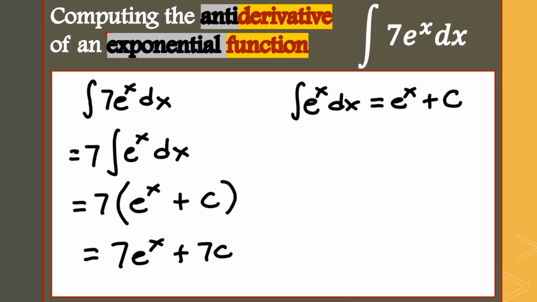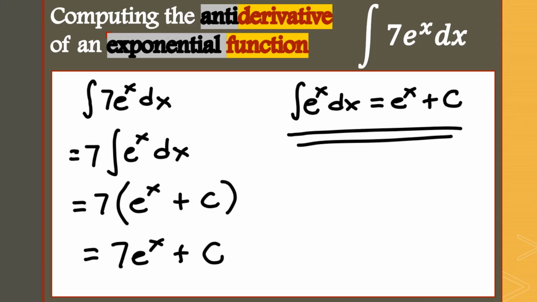But since c already is a representation for any form of constant, regardless of whether it has a multiple of 7 or not, then basically just for one answer, let's just write it as 7 e to the power of x plus c. Again, this is by using the special form of the exponential rule because our base here is Euler's number. If our base is not Euler's number, if it's any constant greater than 0 as long as it's not equal to 1, we're going to use the general form that we have discussed previously.